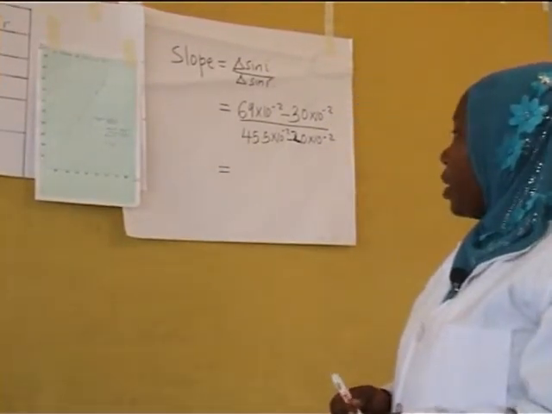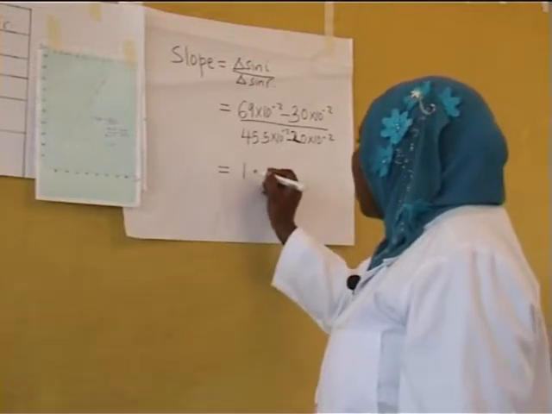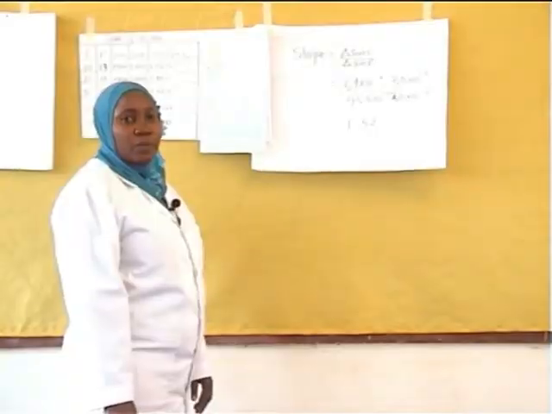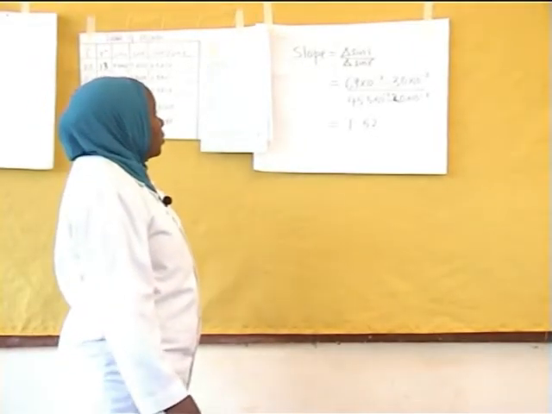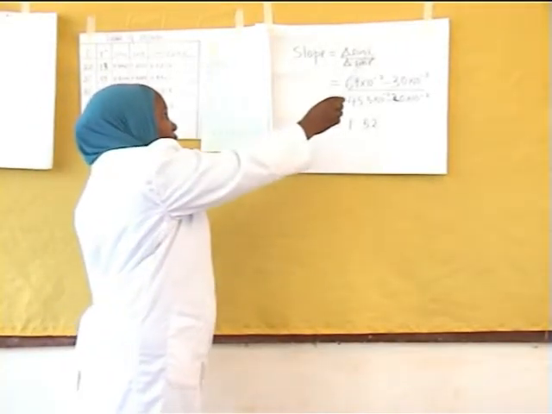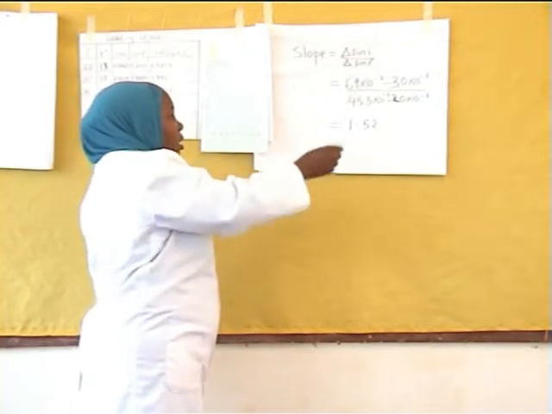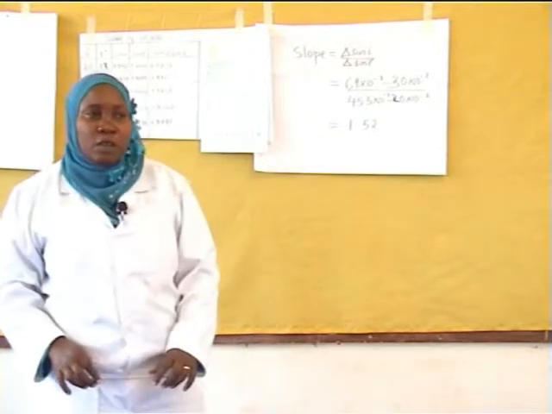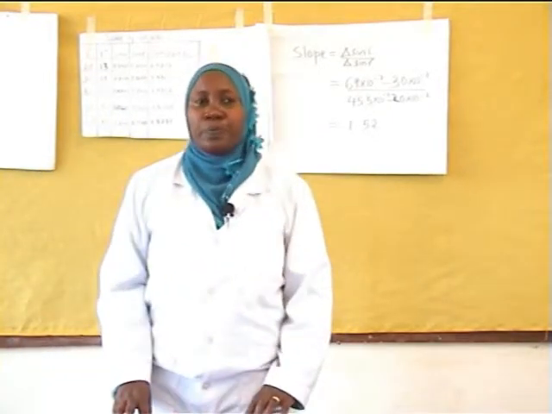The slope here is 1.52. Now from the graph, the change in sine i over change in sine r is 1.52, which is equal to the refractive index of the glass used.